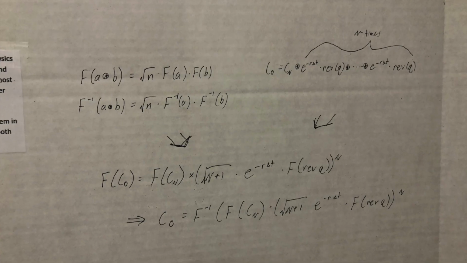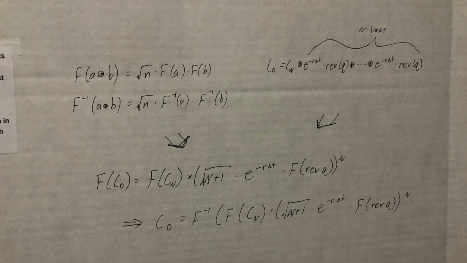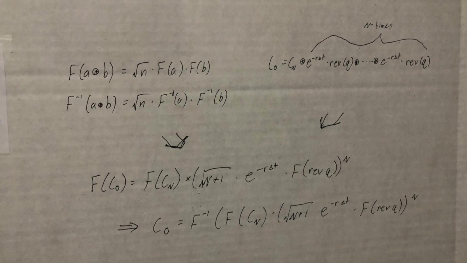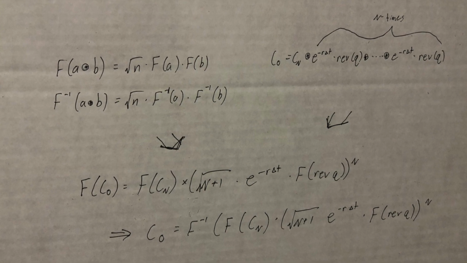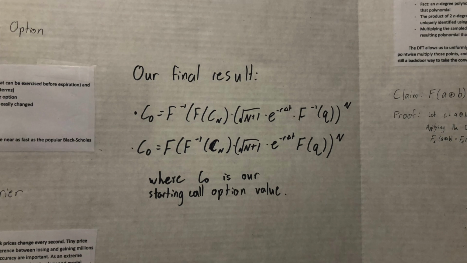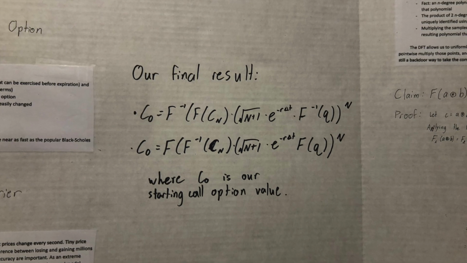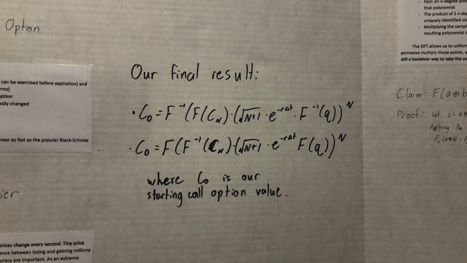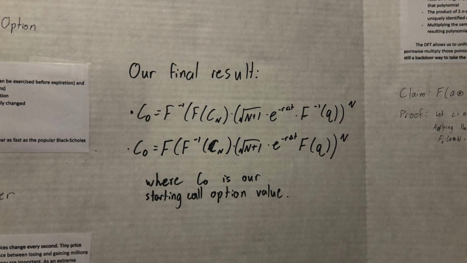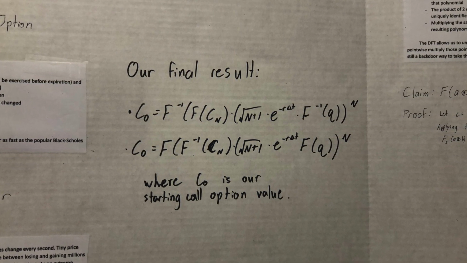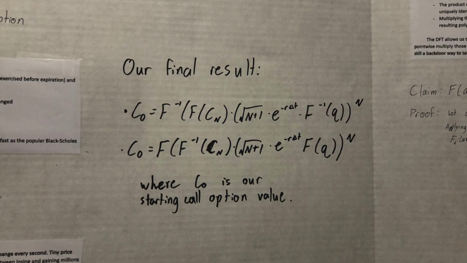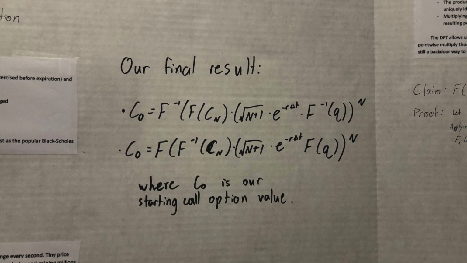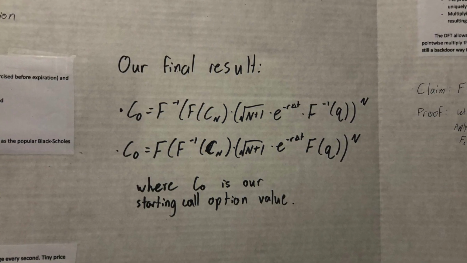So zooming out a little, we now have a new way of viewing stock option pricing as convolution, and we also have a faster way of computing convolution. And the result is this: a beautifully simple equation that gets a closed form solution to the starting call value. In addition to how simple it is, the solution also can be computed way faster than the normal way of just using convolution. But you may be wondering, what is the motivation behind all this?